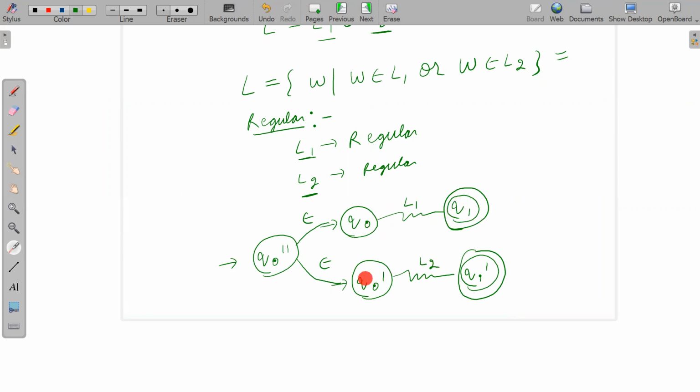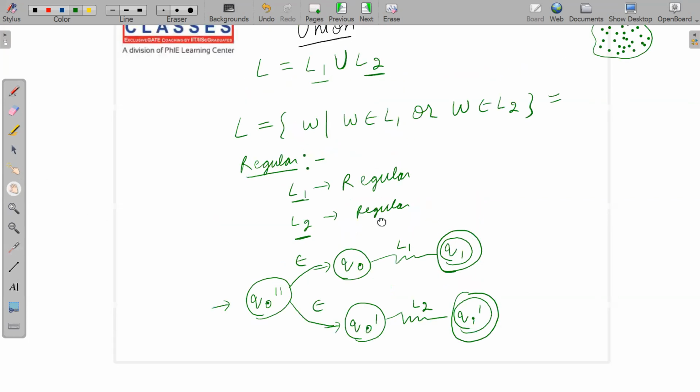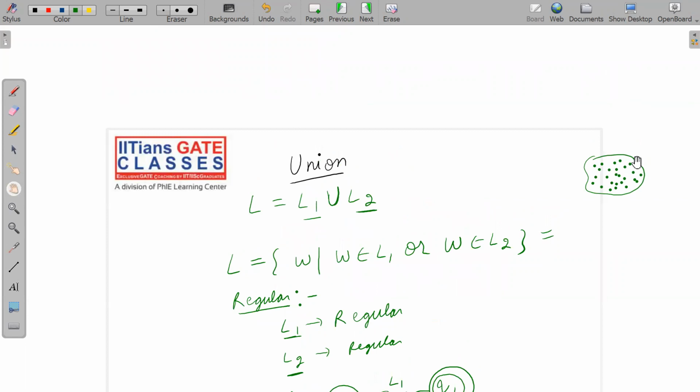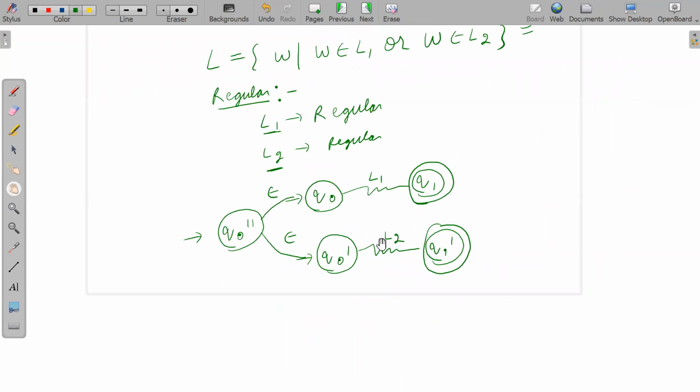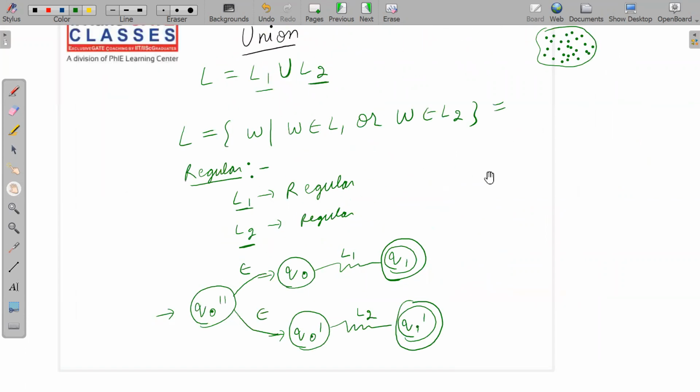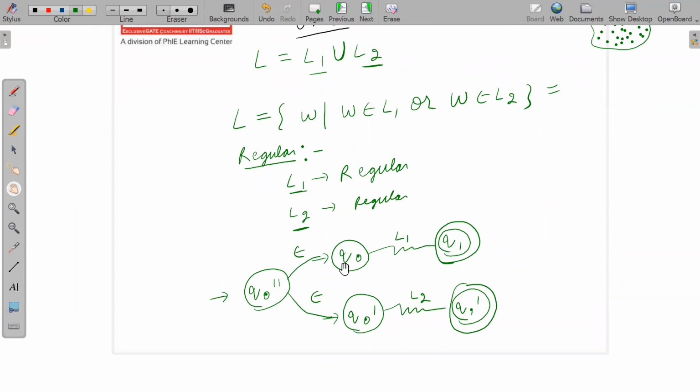Now, since we have an FA, that means L1 union L2 will be regular. This is the formal proof. You need not remember all these things, but I am giving you an idea about how we can prove it, because you will think that it is impossible to prove that regular languages are closed under union, since you have to take infinite languages and so on. So I'm not doing all these things.